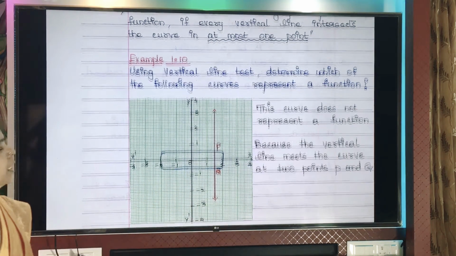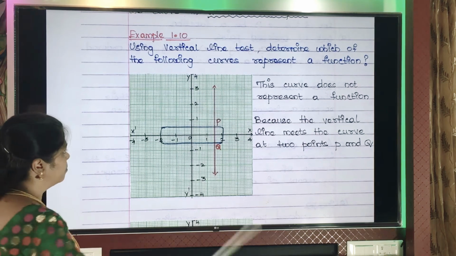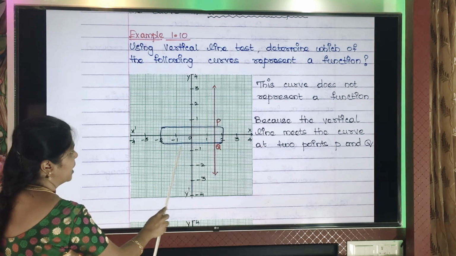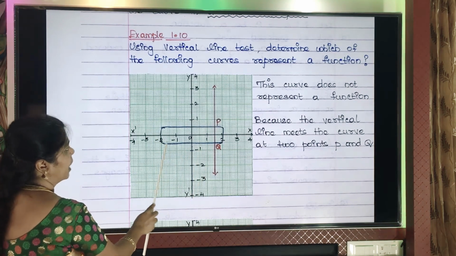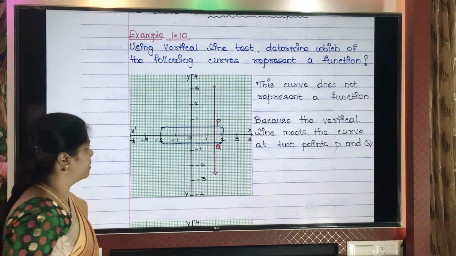We will see example 1.10. See, this is the graph. Can you see the blue color curve? The curves are represented by blue color and the vertical line by red color. Can you all see? Yes.